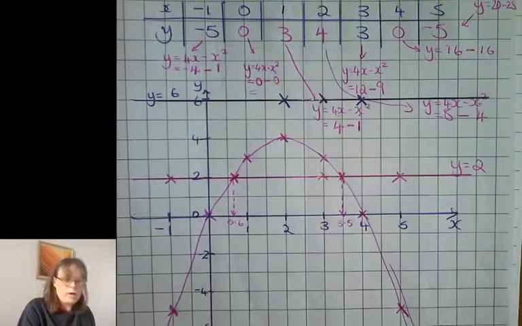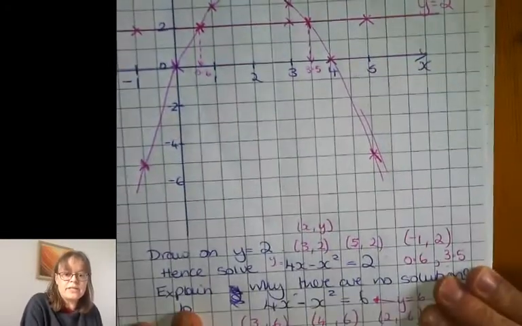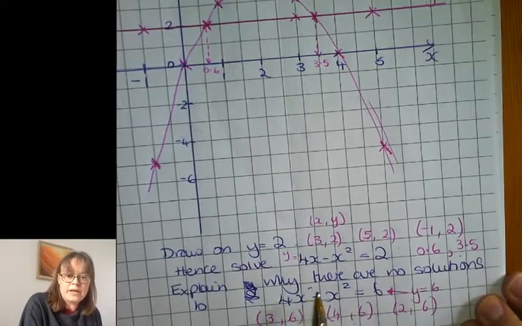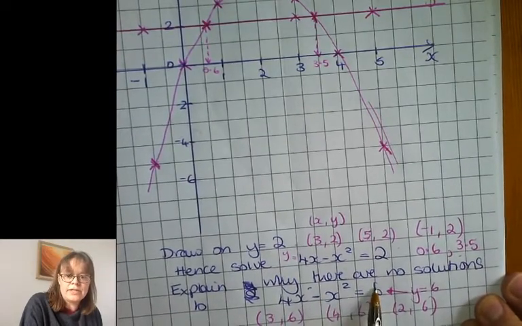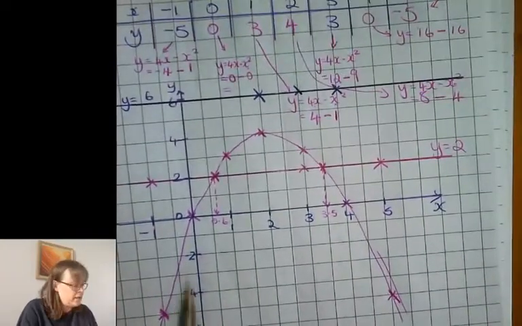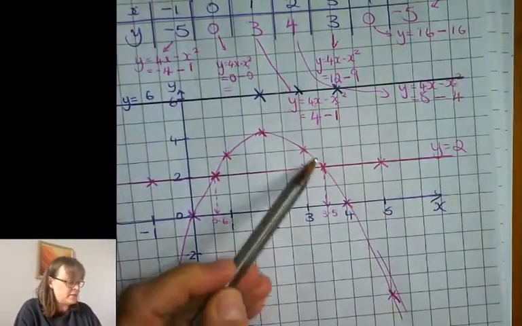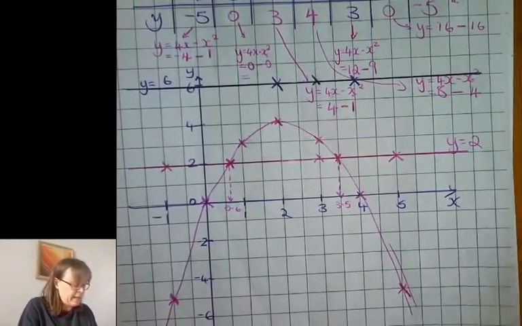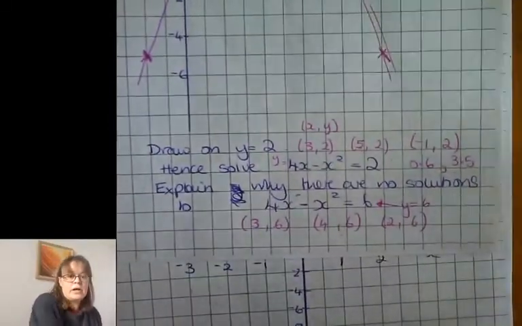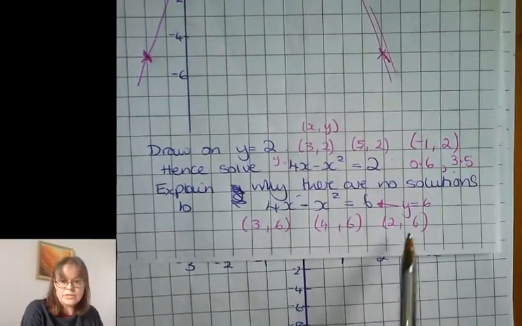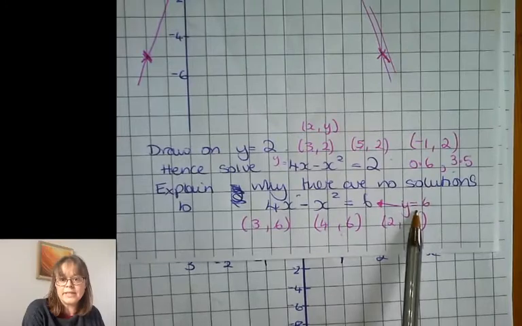And remember, when we're trying to solve this equation here, I'm looking for the places where the curve I drew at the beginning crosses the line I've just drawn. And if you look back at your picture, the line I've just drawn doesn't cross the line I drew at the beginning. And so when it says explain why there are no solutions, I'm just going to write because the curve does not cross the line y equals 6.